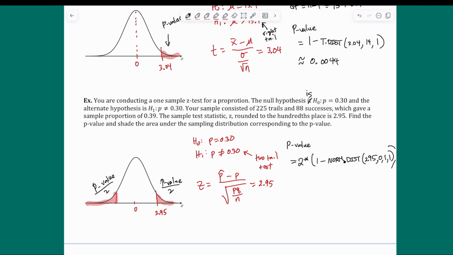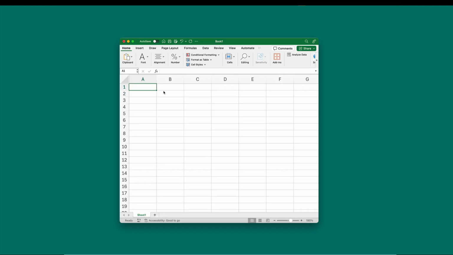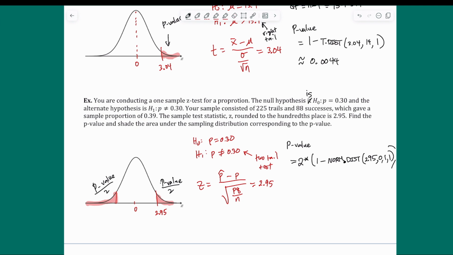Let's go to Excel to do that calculation. All right, let's get rid of this here. We don't need it. So we're going to go equals 2 times open parenthesis 1 minus norm.dist 2.95, comma 0, comma 1, comma 1. Close that parenthesis. Close the other one. That should be it. All right, so we got a p-value of 0.003177. Okay, so let's go back to the notes and round that to 4 decimal places. So this is roughly going to be 0.0032. All right, so that's how you find a p-value.